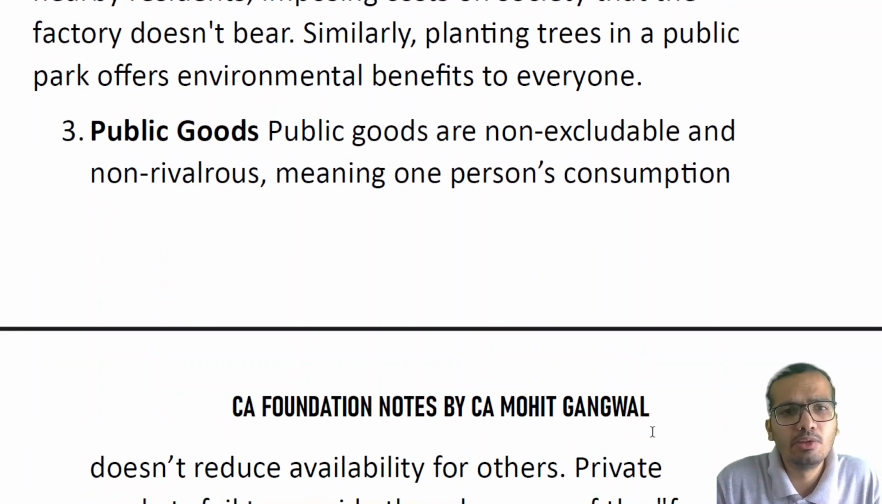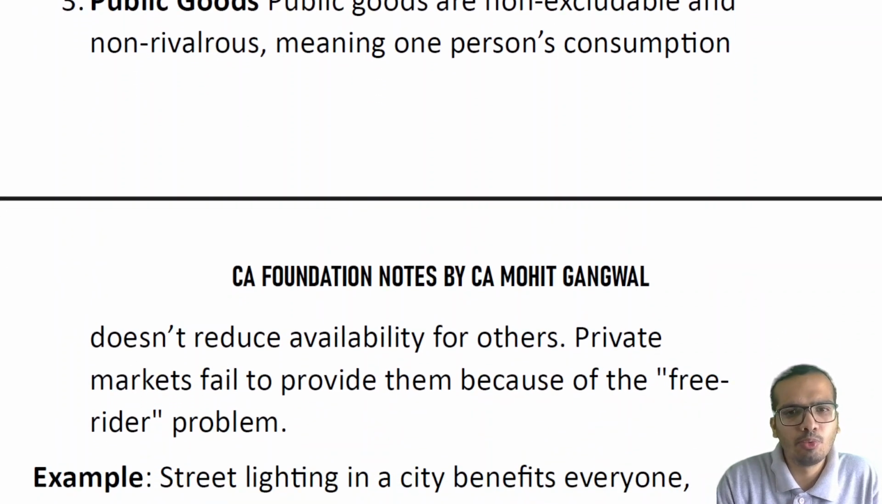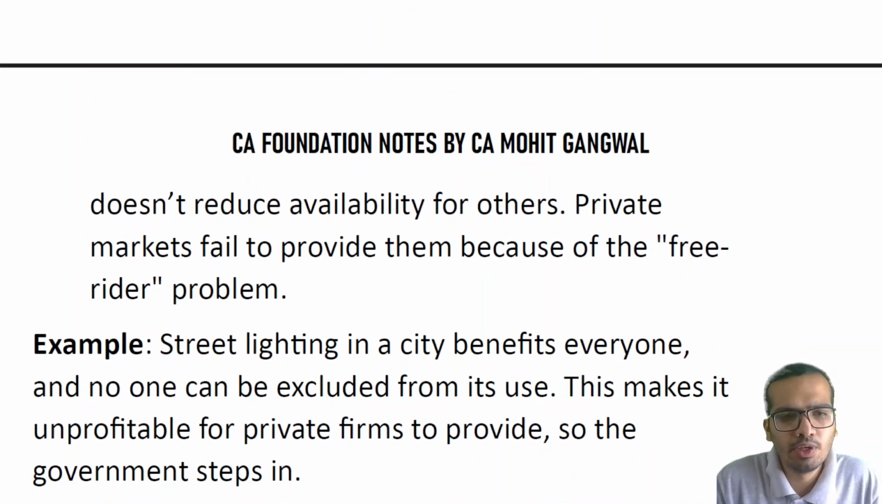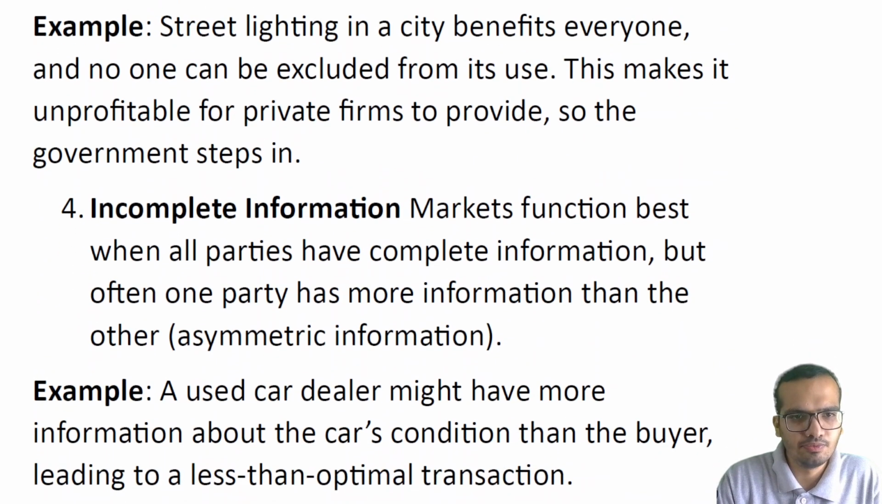Third comes public goods. Public goods are non-excludable and non-rivalrous, meaning one person's consumption doesn't reduce availability for others. The private market fails to provide them because of the free rider problem. An example could be street lighting in a city, which benefits everyone and no one can be excluded from its use. This makes it unprofitable for private firms to provide, so the government steps in.